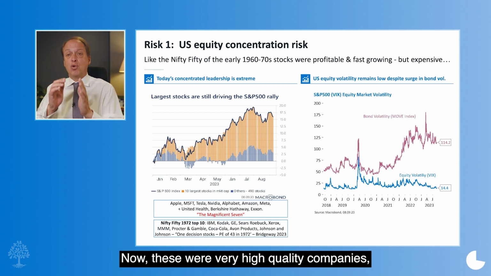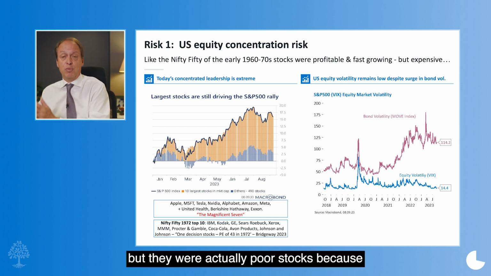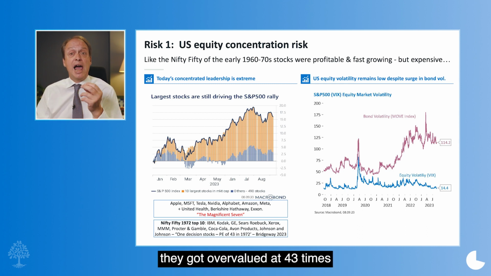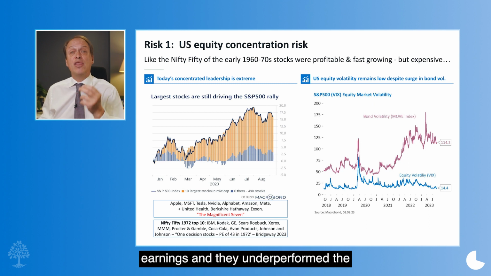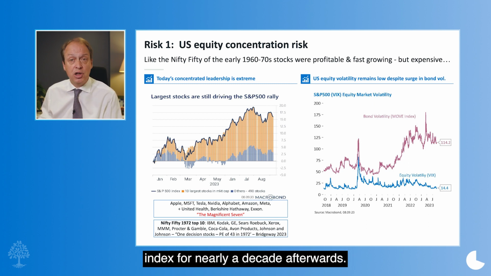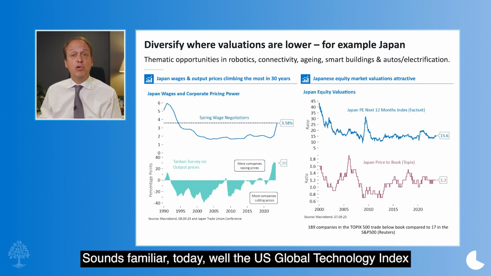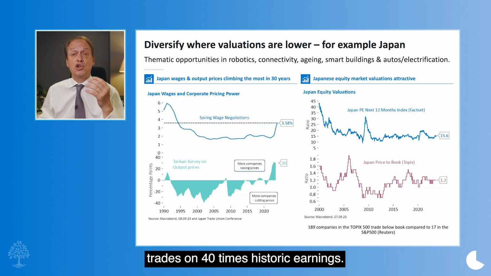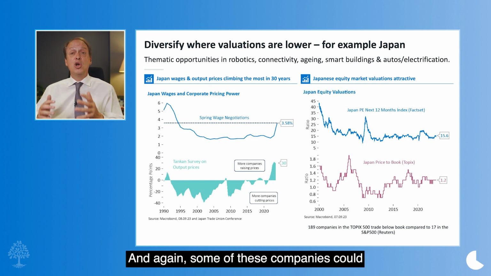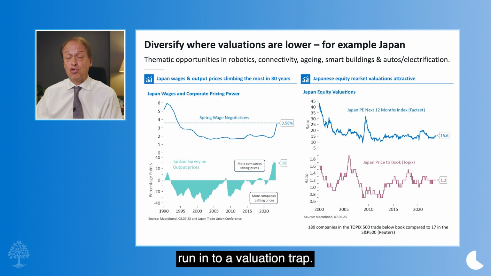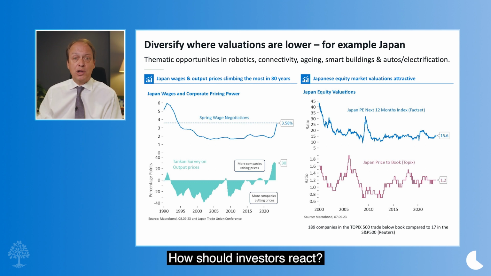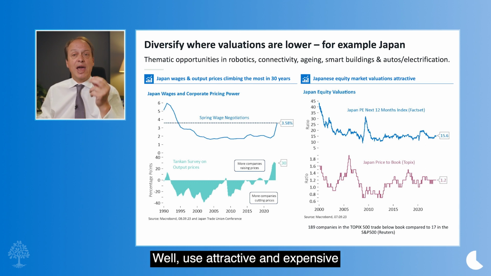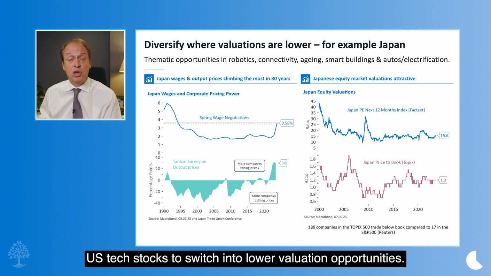Now these were very high quality companies, but they were actually poor stocks because they got overvalued at 43 times earnings, and they underperformed the index for nearly a decade afterwards. Sounds familiar today? Well, the US Global Technology Index trades on 40 times historic earnings. And again, some of those companies could run into a valuation trap. How should investors react? Well, use attractive and expensive US tech stocks to switch into lower valuation opportunities.